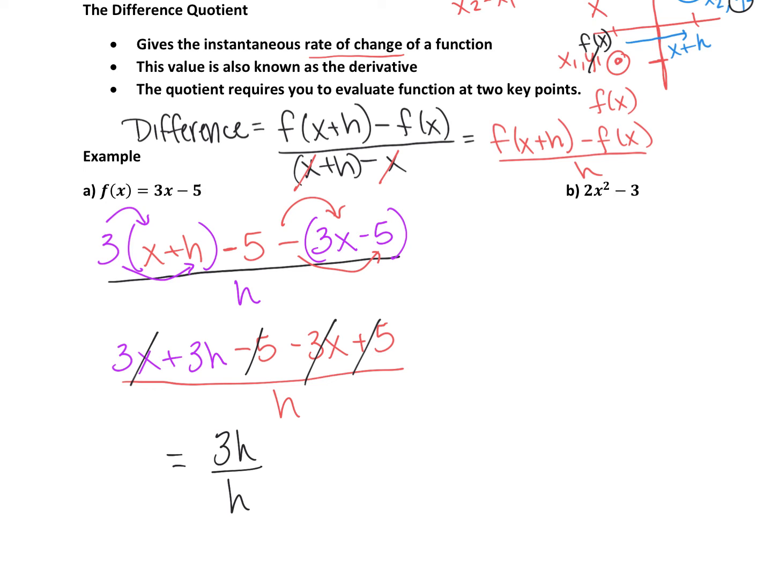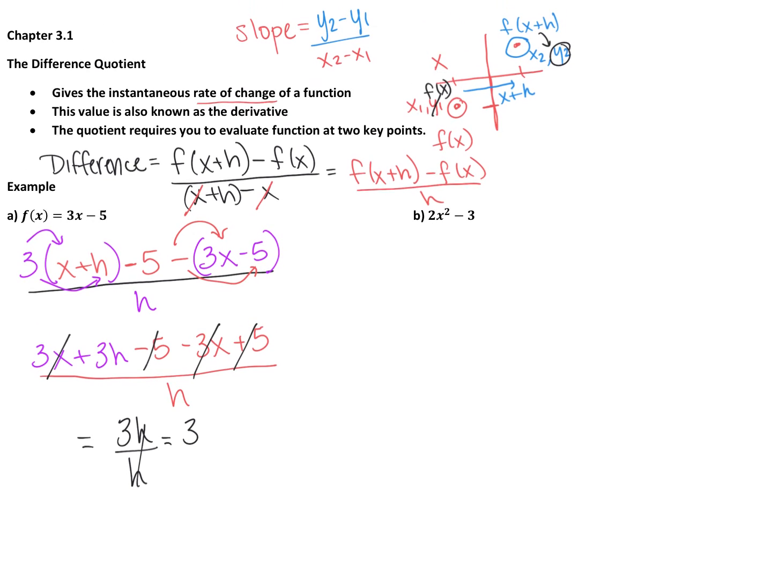So in this particular problem, here's what should always happen in the difference quotient. Things should always cancel, and you're left with some term with an h in it. And when you finally cancel this out, notice you have an h on top, h on bottom. We get a difference quotient of just 3. So look at the next one.